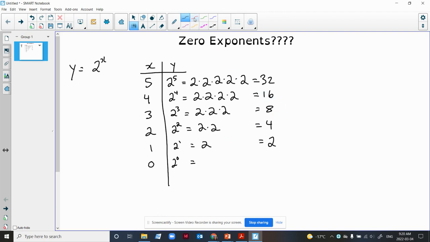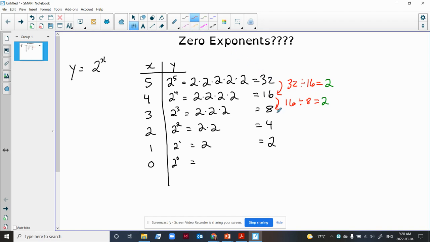So what we're going to do instead is look at the pattern that's happening over here. On your calculator, do 32 divided by 16 to figure out what your ratio is. That is equal to 2. That makes sense because we had one extra 2 that we multiplied here. So if we divide them, it's 2. The same with 16 divided by 8. That is going to be 2.